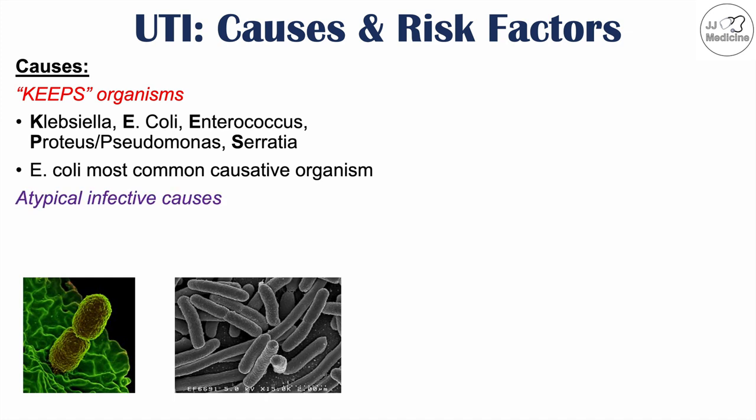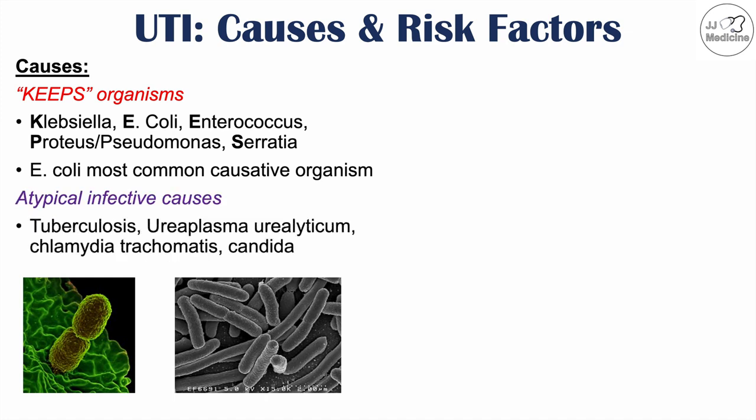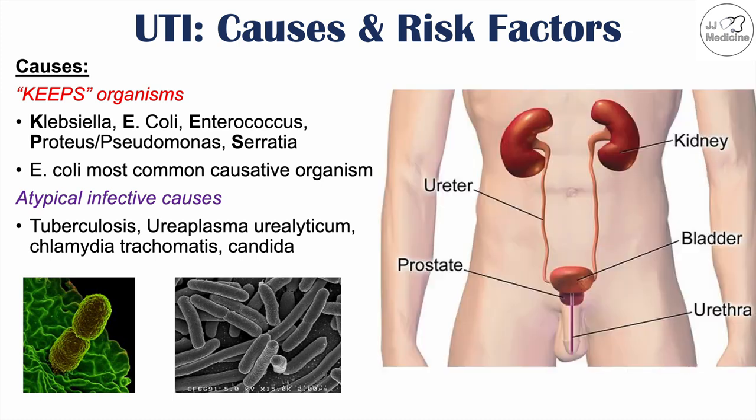There are atypical infective causes, and these include tuberculosis, Ureaplasma urealyticum, Chlamydia trachomatis, and even fungi like Candida albicans. So again, they climb up the urethra, they can reach the bladder, infecting the bladder, causing cystitis, and then they can even climb up and infect the kidneys, causing pyelonephritis. And they have particular mechanisms as to how they enter and how they can climb. They have villi and other ways to adhere to the urinary tract structures.